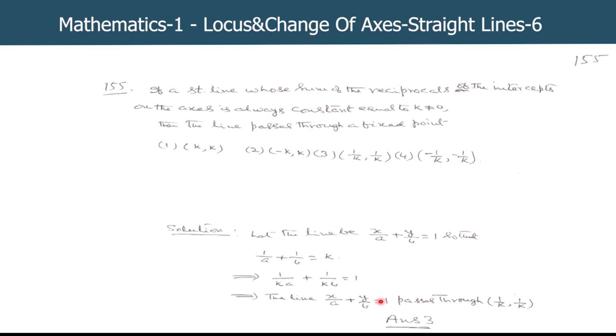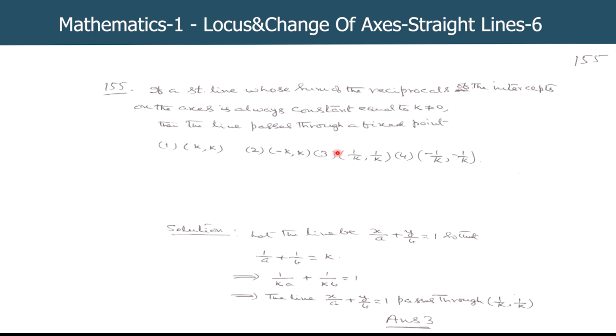If a straight line's sum of the reciprocals of the intercepts on the axes is always constant, equal to k not equal to 0, then the line passes through a fixed point: (1 by k, k), (minus k, k), (1 by k, 1 by k), and (minus 1 by k, minus 1 by k). Suppose the line is x by a plus y by b is equal to 1. By hypothesis the sum of the reciprocals, that is 1 by a plus 1 by b, is equal to k, or 1 by ka plus 1 by kb is equal to 1. That means x by a plus y by b equals 1 passes through (1 by k, 1 by k). So the correct option is option 3.